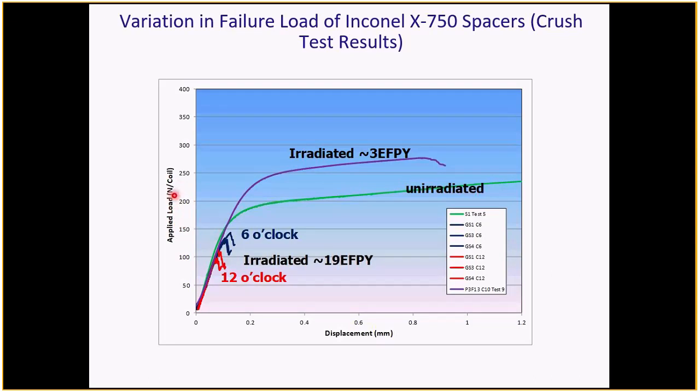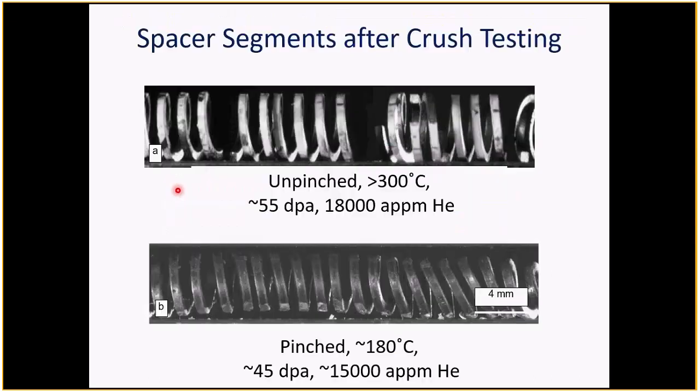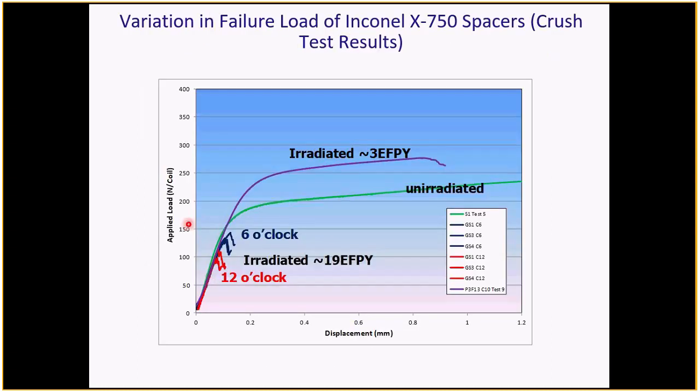We have an applied load, and in this case, the load is divided by the number of coils. So you're spreading the load over a number of different coils that are holding up a platen here, which is pressing down, crushing the spring. So when you divide up that load by the number of coils that are supporting it, you get a value, which is the applied load in terms of newtons per coil. And this is the displacement. So it's only a small displacement.